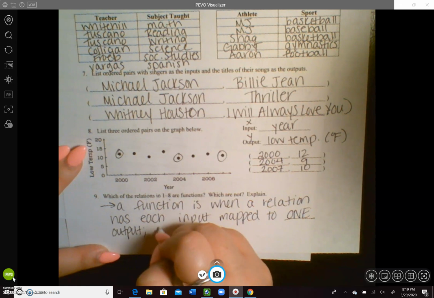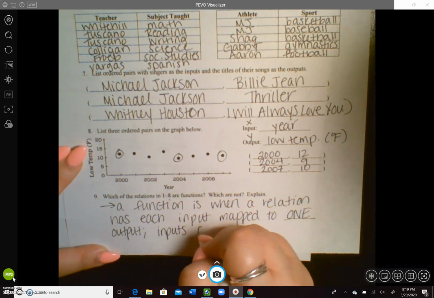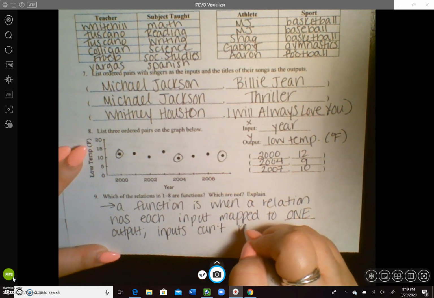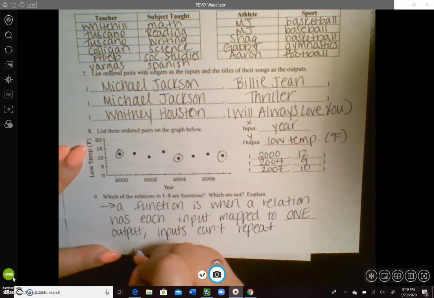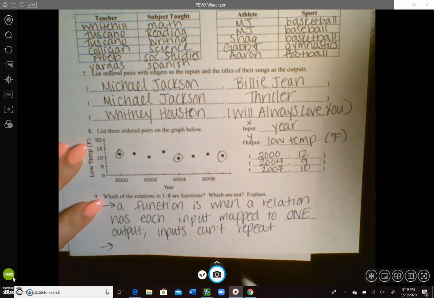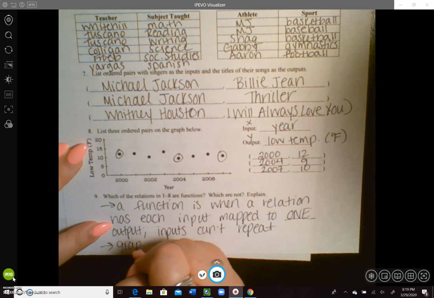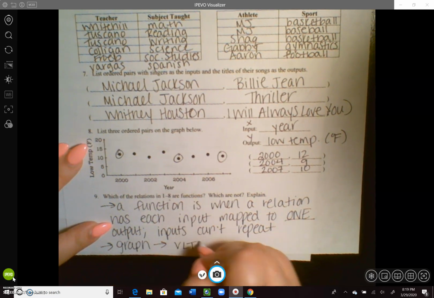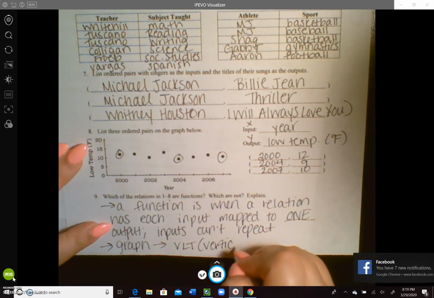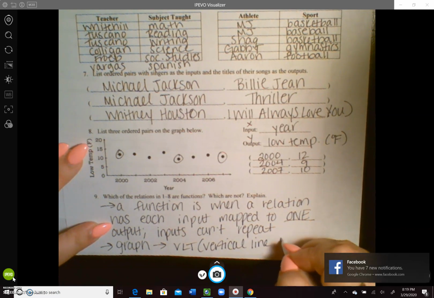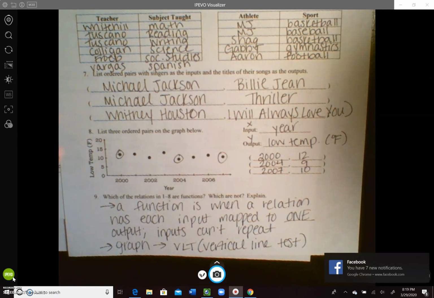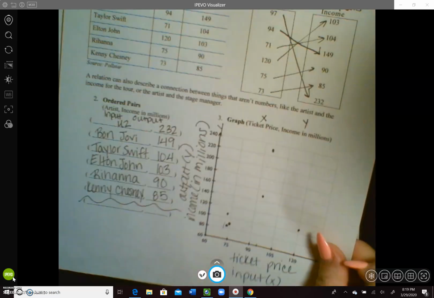In other words, inputs can't repeat. We had a visual test, if you remember back when we were talking about functions on a graph. The way that we could tell is the VLT, the vertical line test. That's going to come back into play when we're going through these. We're going to go back through the 8 examples we went through before, and we're going to determine which ones are and which ones are not functions.